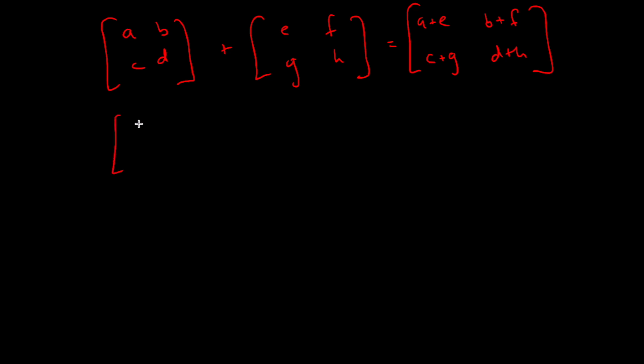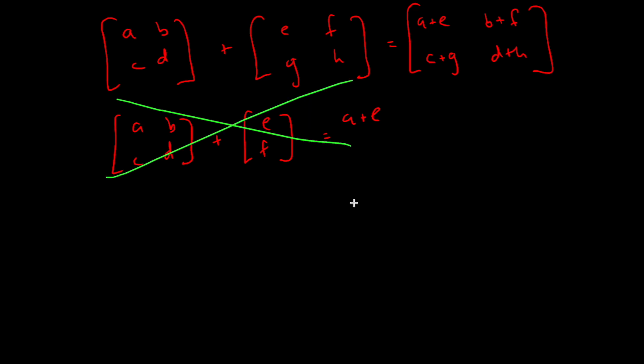Now what if I wanted to add A, B, C, D, and then just E, F? This would be A plus E, B plus, wait a minute, I don't have anything to add B with. So this is actually wrong. Well, what does this mean? This means that you always have to have a corresponding number when adding elements of a matrix.